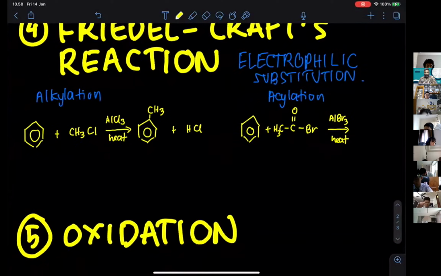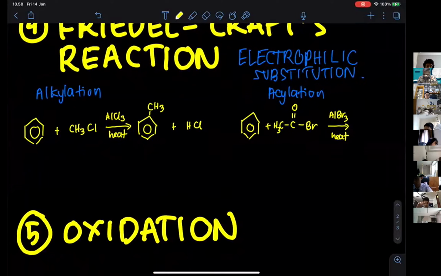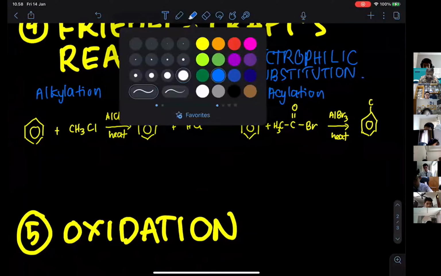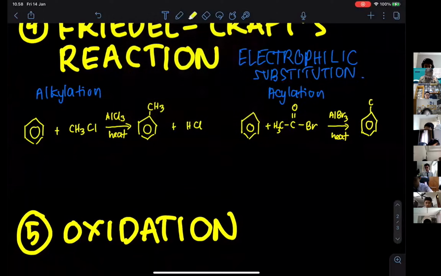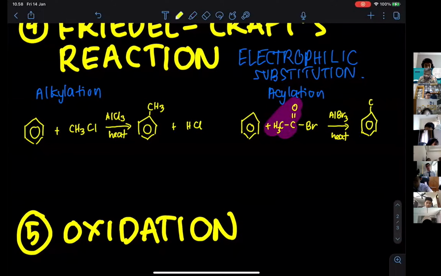And you will get the benzene, and you are going to get carbon. Basically this part, let me change the color, this part will be taken. So this one, C double bond O, and then CH3. The H came out with the Br, so we'll have HBr. So this is going to be the products.